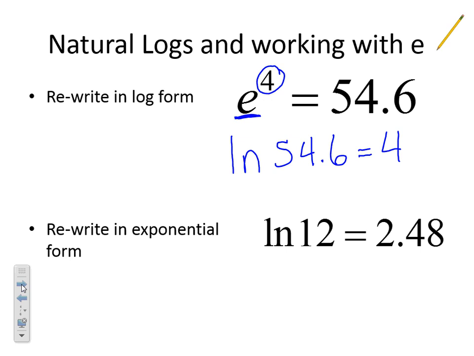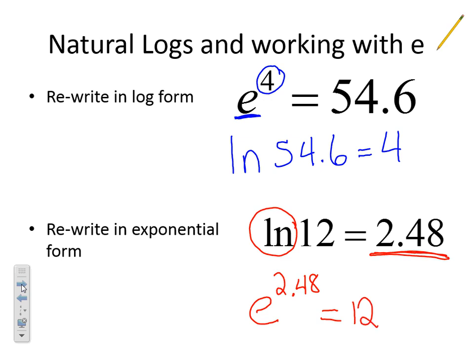Now this next one we're going to rewrite in exponential form. So my ln is going to turn into e, and e is my base. My exponent's always what's over here by itself, so it's e to the 2.48 equals 12. All right, moving on. Here we go.